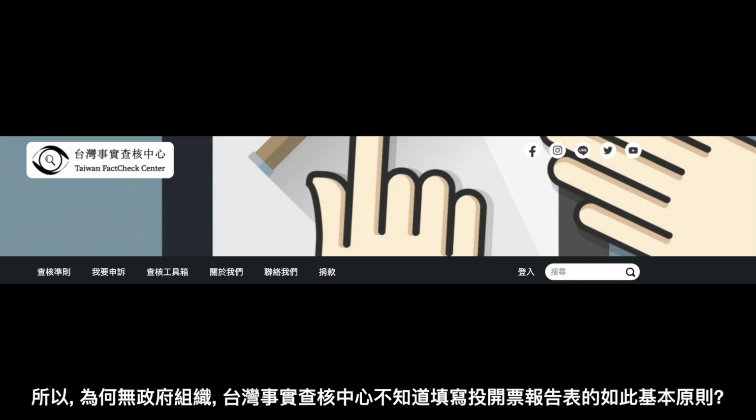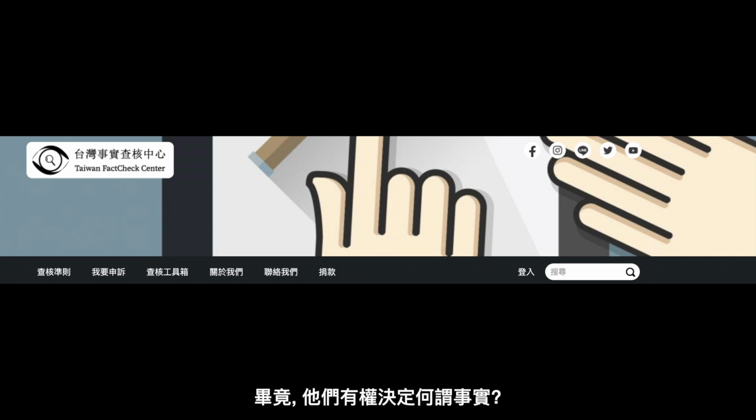So why would the NGO, the Taiwan Fact Check Center, be unaware of such a basic concept in filling out the ballot report table? After all, they are in a position where they need to determine what the truth is. All they would have to do is check with the Central Election Commission to find out the truth. All of this information is public. However, they simply claimed that the figure is known beforehand. Therefore, this video is untrue.